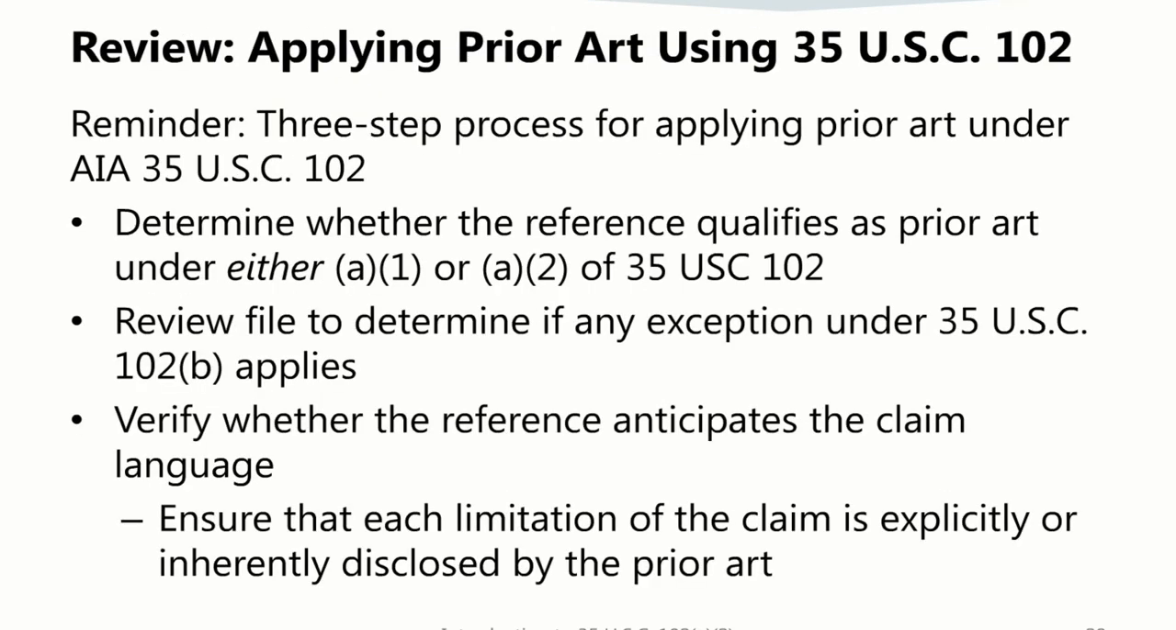To review, there is a three-step process for applying prior art under AIA 35 U.S.C. 102. First, determine whether the reference qualifies as prior art under either 102(a)(1) or 102(a)(2). Next, review the file to determine if any exception under 35 U.S.C. 102(b) applies. Finally, verify whether the reference anticipates the claim language by ensuring that each limitation of the claim is explicitly or inherently disclosed by the prior art. Remember also, always check the inventive entity.